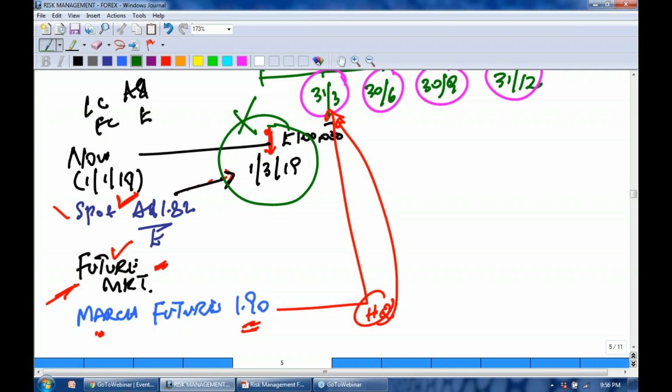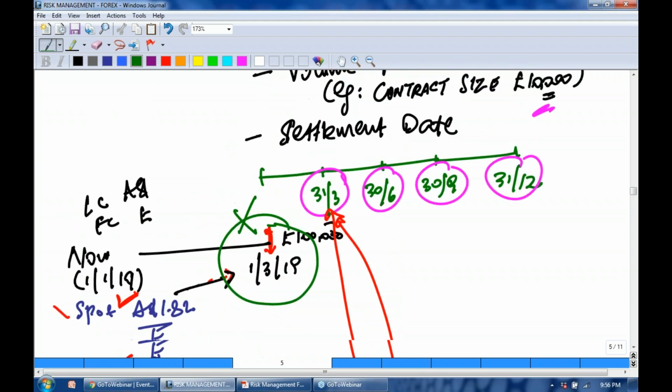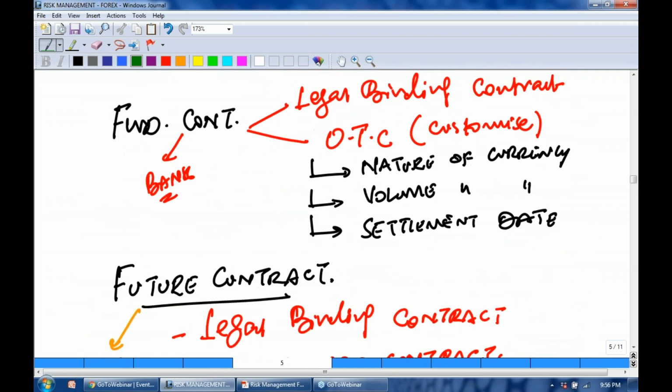Sir, how to close the contract? Candidates, do remember one thing. The over-the-counter contracts, that is the forward contract, is not tradable.